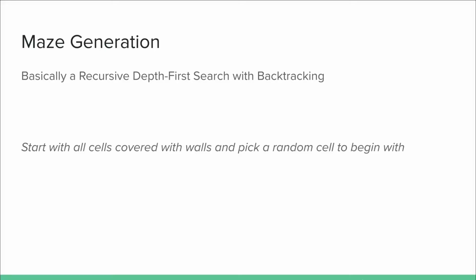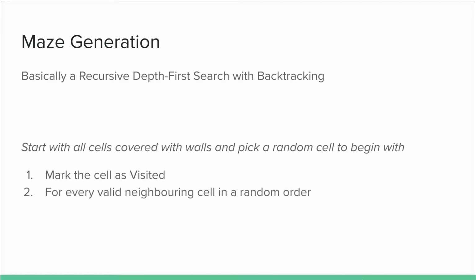Basically, you start with ideally a graph where every cell is covered with walls, and then you pick a random start to begin with. You go to that cell, and then you mark it as visited. And then you go through every valid neighboring cell in a random order. That means you find a cell that is not visited and is inside the maze, so it's not out of range or out of index. And you do that in a random order so that you pick the neighboring cells in a random direction so you can create some variation in these mazes.